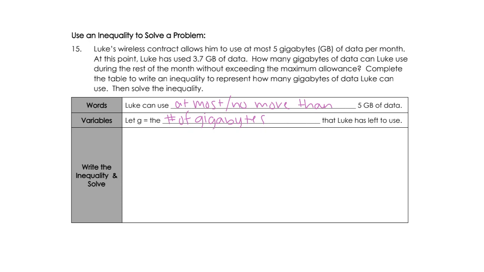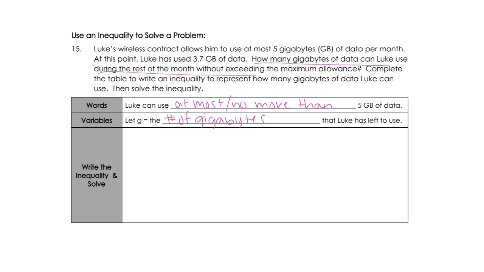Complete the table. Oh, wait, I lost my space here. How many gigabytes of data can Luke use during the rest of the month without exceeding the maximum allowance? So that's where I got defining our variable there. So let g equal the number of gigabytes that Luke has left to use. Next, we need to actually write the inequality. This is typically the hardest part, is writing the inequality, especially when the numbers are a lot smaller and we can do a lot of this math in our head.